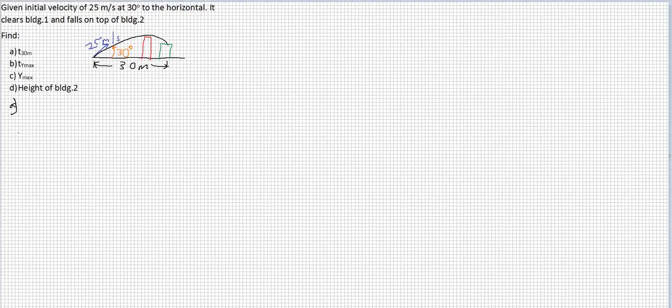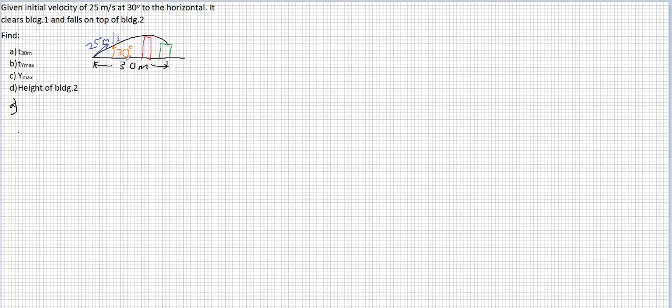A projectile with an initial velocity of 25 meters a second at 30 degrees to the horizontal. It passes building 1 and falls on building 2. The horizontal distance that it travels is 30 meters. The question is, find the time for it to reach the 30 meters from here to here.